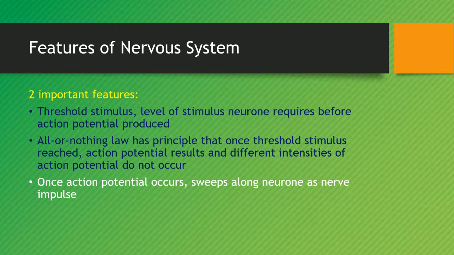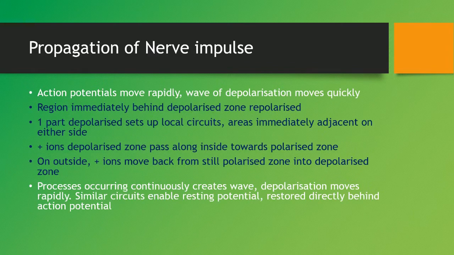So the features of the nervous system, there are two very important features. One is threshold stimulus, which is the level of stimulus the neuron requires before an action potential is produced. So basically, how much needs to occur before the axon can actually generate an action potential. Then there's the all or nothing law, which is a principle that once the threshold stimulus has been reached, an action potential will result, and different intensities of action potential do not occur. Once an action potential occurs, it will sweep along the neuron as a nerve impulse.